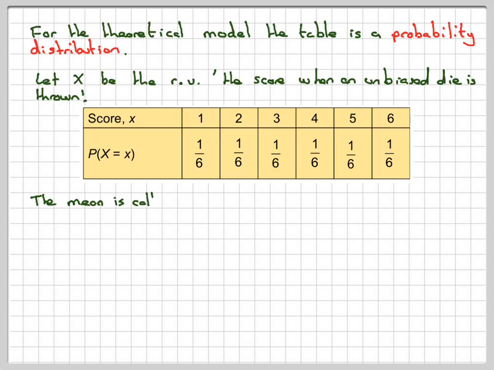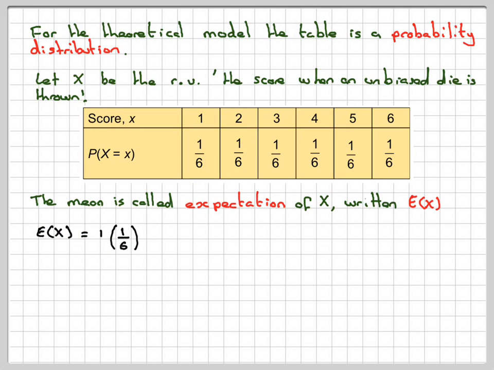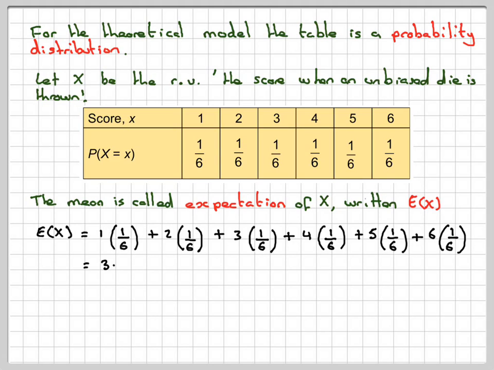And therefore, if we did the mean, it's called expectation, and it's written as E of x. So the expectation of x, we can do a similar sort of thing. 1 times 1/6 plus 2 times 1/6 plus 3 times 1/6 plus 4 times 1/6 plus 5 times 1/6 plus 6 times 1/6. That will give me an answer of 3.5, which is actually halfway along the table.